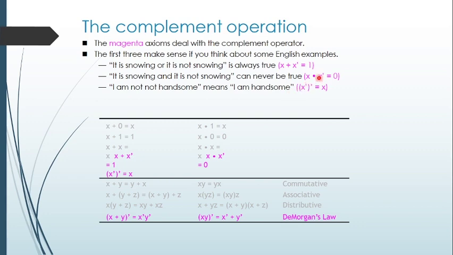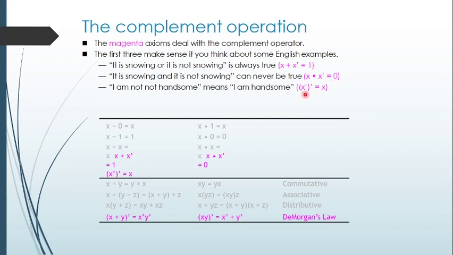Similarly, x dot x bar is equal to 0. It means it is snowing and it is not snowing. It cannot be possible that it is snowing as well as not snowing. Either it's snowing or it's not snowing, they cannot happen at the same time. So that's why it will always be 0. That can never be true.